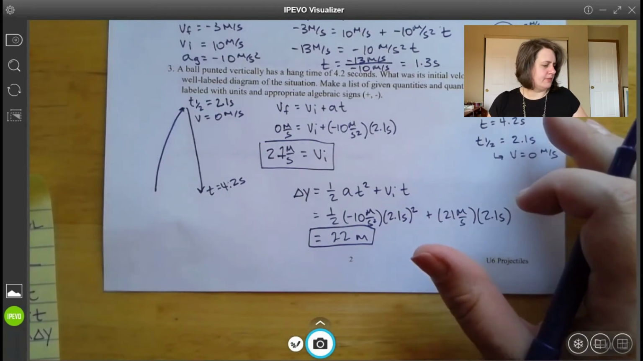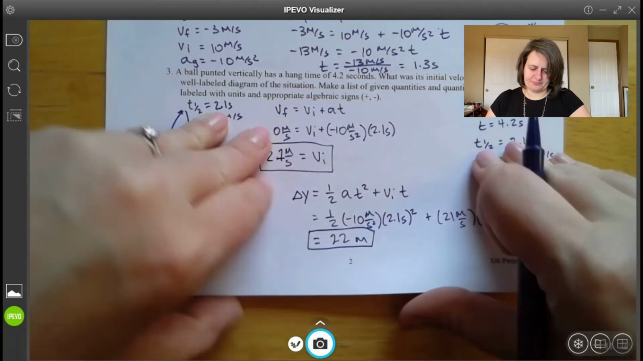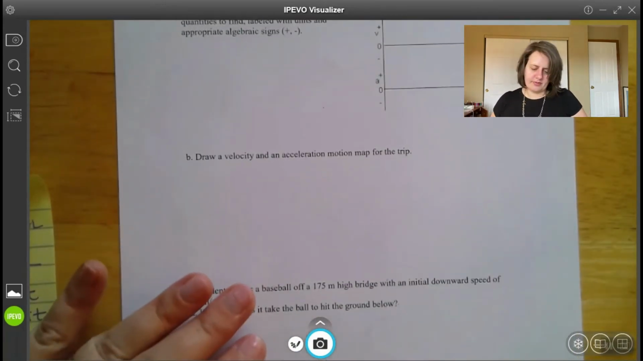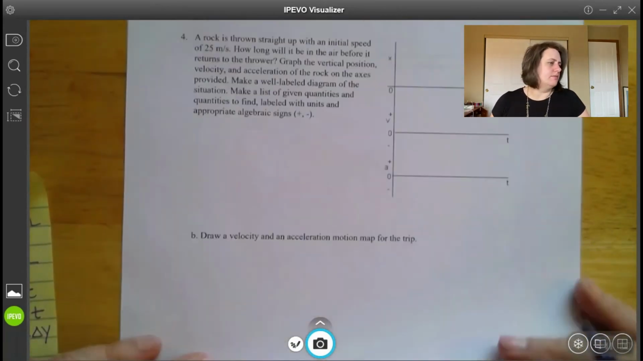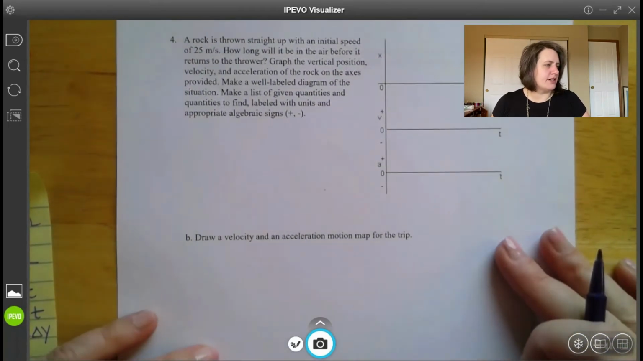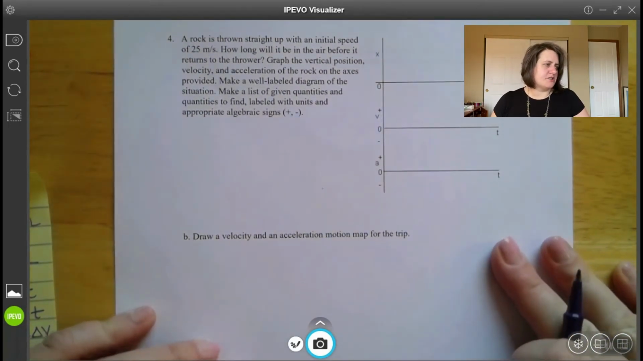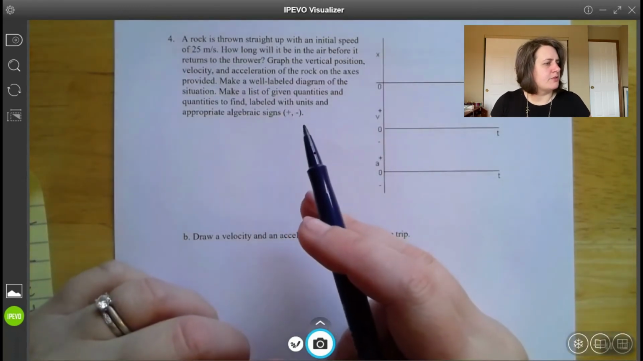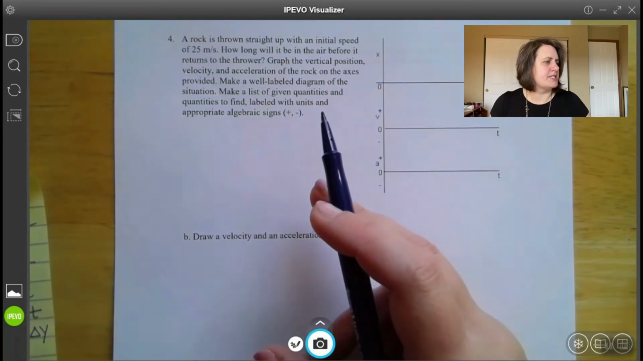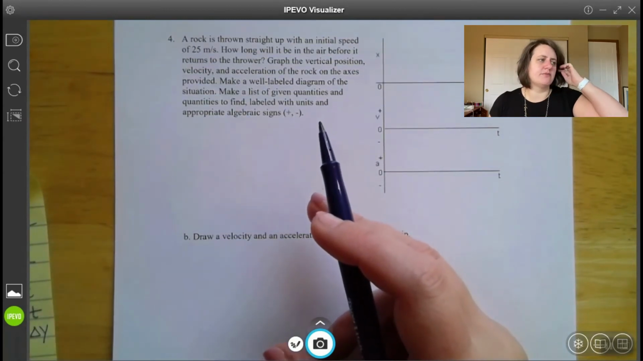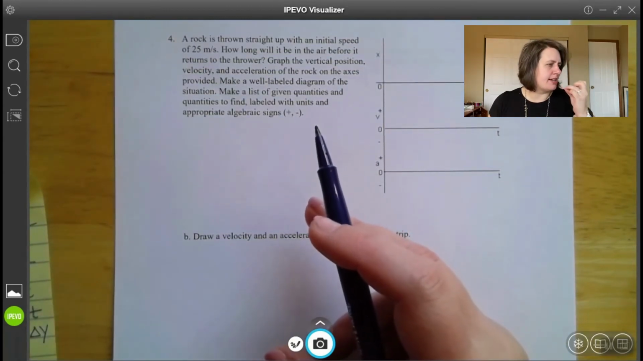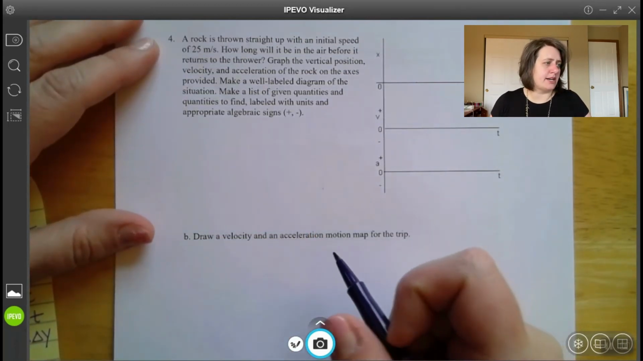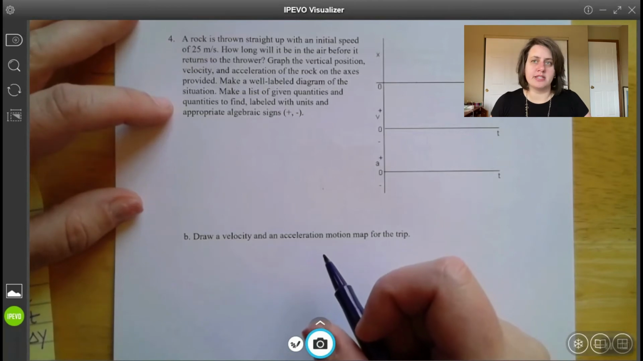All right, on to the next page. All right, next, a rock is thrown straight up with an initial speed of 25 meters per second. How long will the rock be in the air before it returns to the thrower? Graph the vertical position, velocity, and acceleration of the rock on the axes provided. Make a well-labeled diagram of the situation. Make a list of given quantities and quantities defined, labeled with units and appropriate signs.